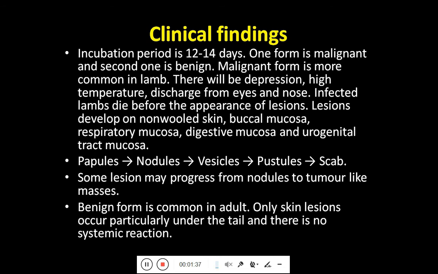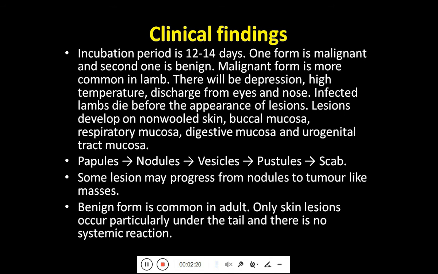The malignant form is more common in lambs, and there will be depression, high temperature, and discharge from the eyes and nose. Infected lambs die before the appearance of lesions. Lesions develop on non-wooled skin, buccal mucosa, respiratory mucosa, digestive mucosa, and urogenital tract mucosa, and sometimes under the wool. Papules, nodules, vesicles, and then pustules appear, and at last a scab is formed. Some lesions may progress from nodules to tumor-like masses.